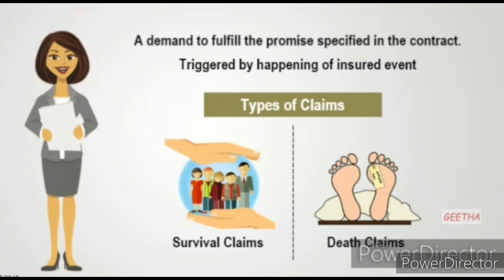Survival claims can be caused by one or more events. Events triggering survival claims are: 1. Maturity of the policy. 2. Survival benefits payable on reaching a particular milestone under a money-back policy. 3. Surrender of the policy. 4. Special provisions, like partial withdrawals. 5. Rider benefits.